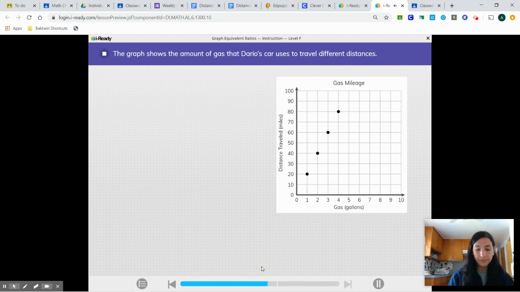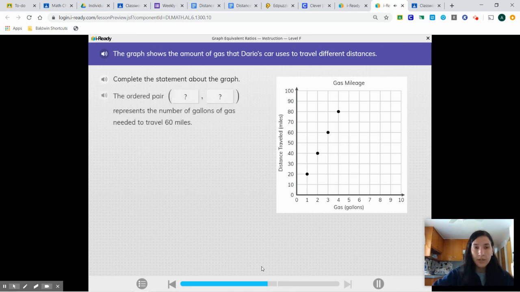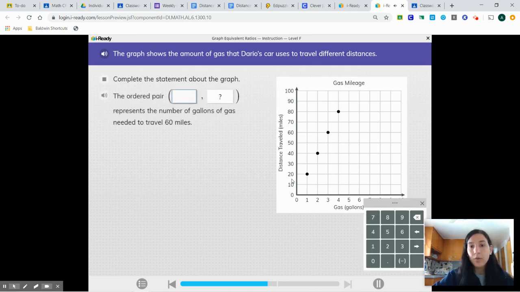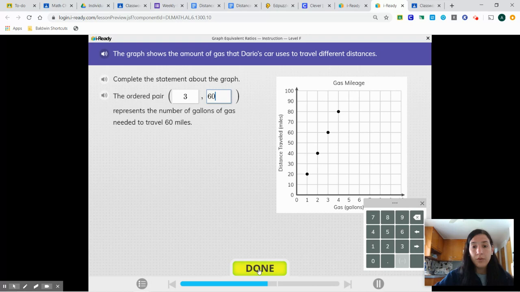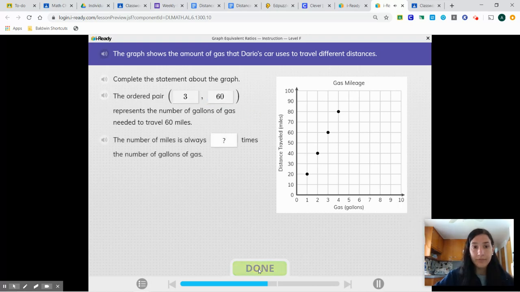The graph shows the amount of gas that Dario's car uses to travel different distances. Complete the statement about the graph. We see that he's using 1 gallon of gas for 20 miles, or 20 miles per gallon. So if we have 60 miles, we see from our graph that that is 3 gallons of gas. So we want to write that as an ordered pair. So 3, 60 will be our ordered pair.